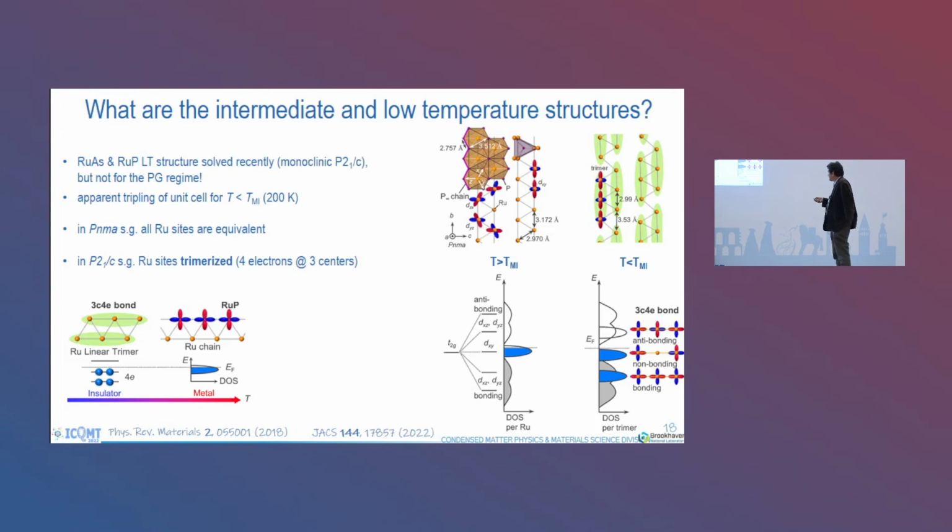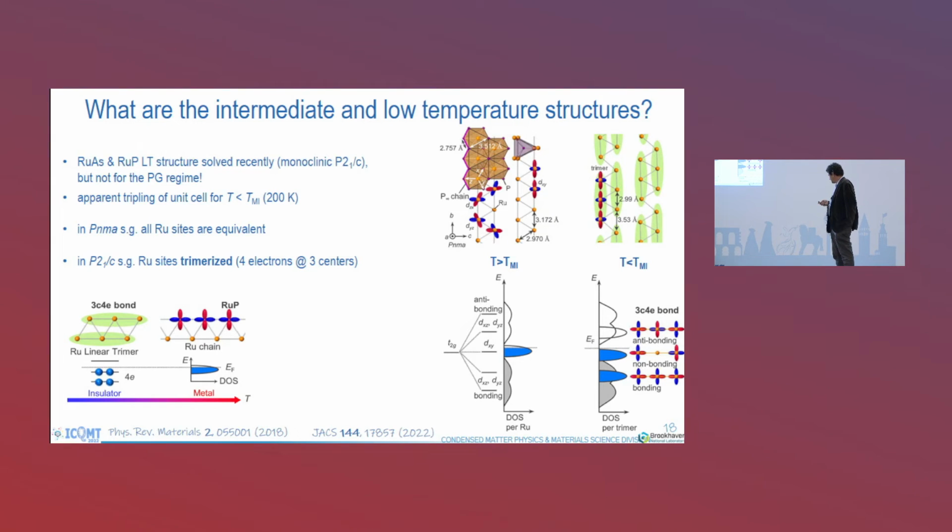In the Pnma structure, all ruthenium sites are equivalent, whereas in the P21/c, ruthenium is trimerized, such that there are 4 electrons on 3 centers. Basically, it forms trimers, like so. And so this is basically the current explanation of what is going on, again, portraying that all the action is taking place at the transition.